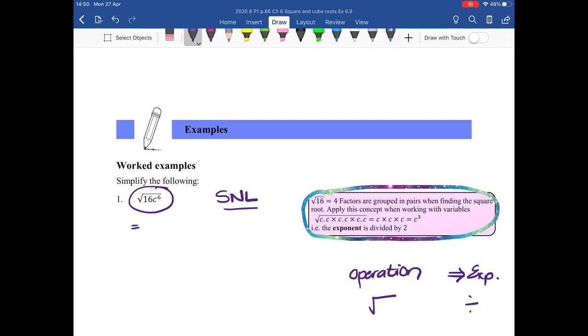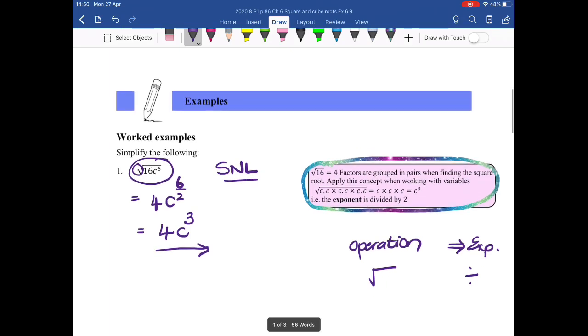So the square root of a positive, we can always do that. So it's going to be positive. Then the number, the square root of 16 is 4. When I find the root of a variable, I'm going to write down my base and I'm going to say 6 divided by 2 because it's a square root. So my answer will be 4c cubed.